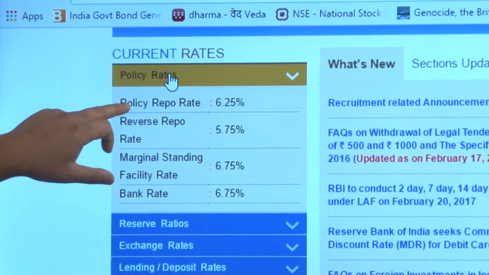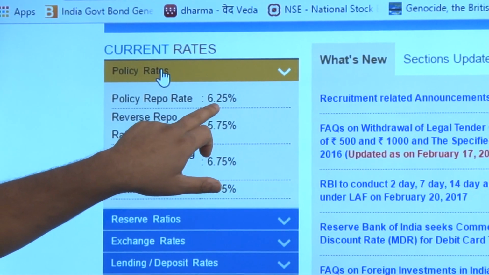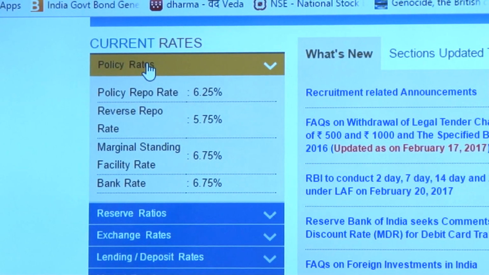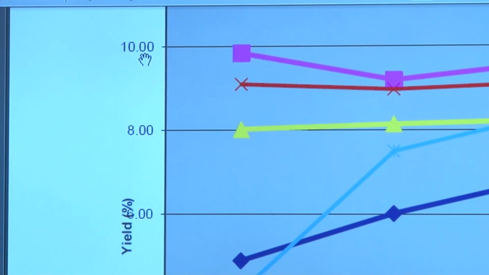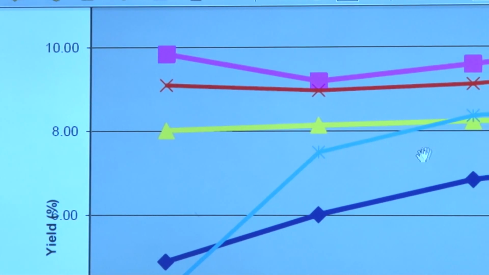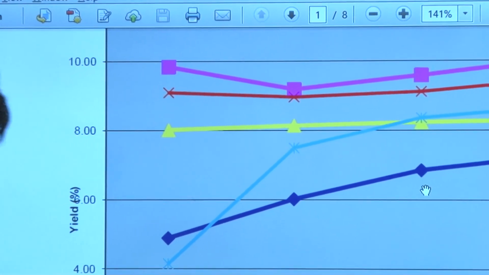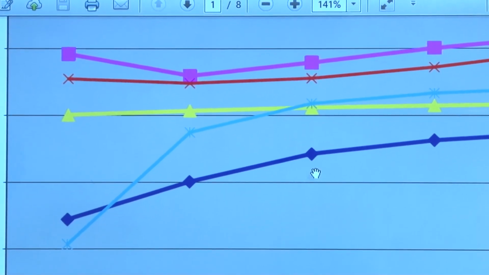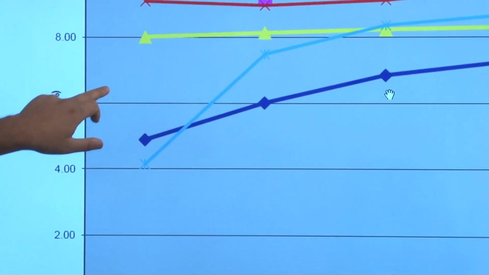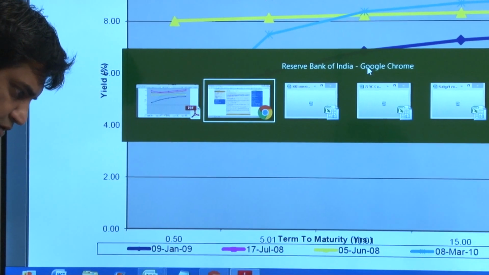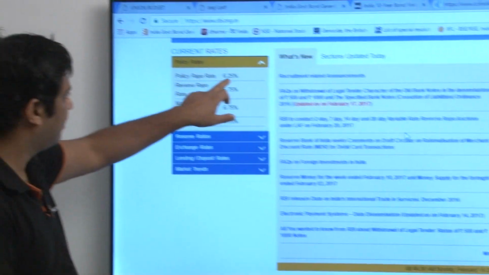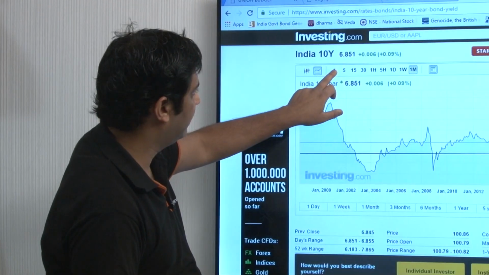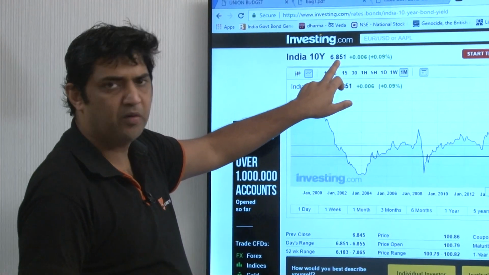So if you see the policy repo rate, it is at 6.25%. And repo rate is extremely short term. So if this was your 6%, let's say your 10-year paper was at 6.5%, and your extremely short term rate is also 6.25%. So pay attention to this figure. Repo rate is 6.25% and your 10-year GSEC rate is 6.85%.